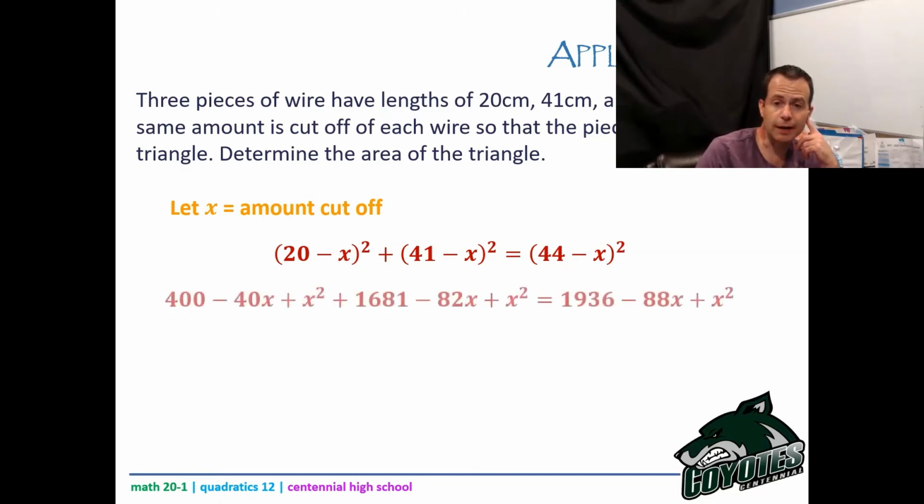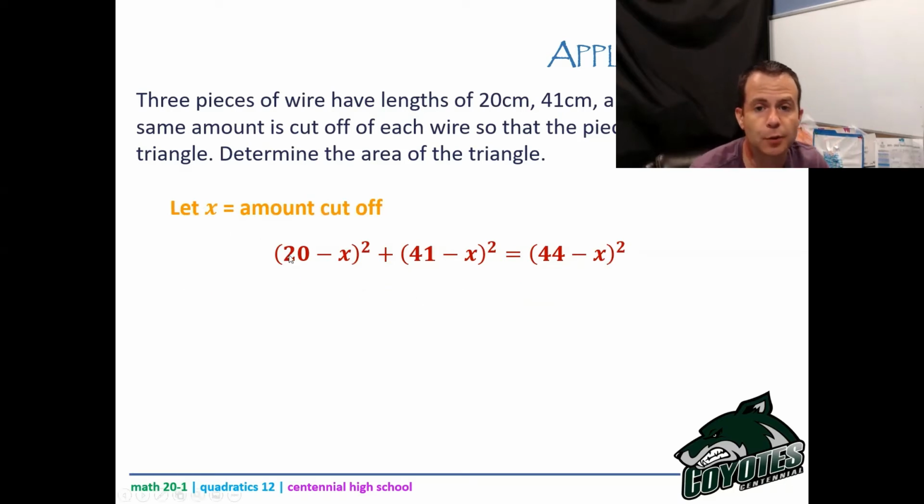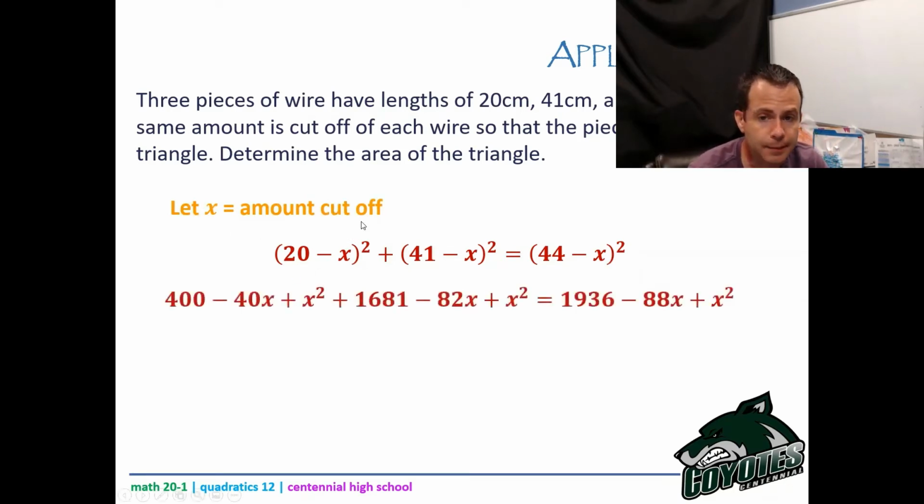Okay, this is what you should have. 400 minus 40x plus x squared. Whoops, sorry. That's going to be this guy squared. And then the 41 minus x all squared gives me 1681 minus 82x plus x squared. Square the first, double the product, square the last. And then the last guy gives me 1936 minus 88x plus x squared.